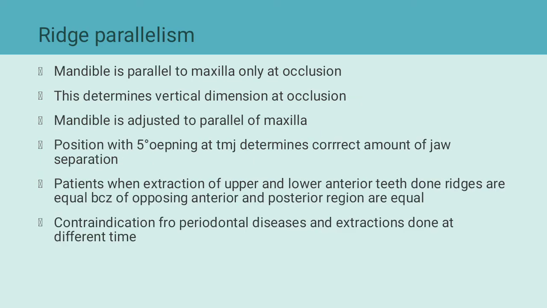Next one, parallelism of ridges. That is, the mandible is always parallel to the maxilla only at occlusion. It also determines the vertical dimension at occlusion. This is adjusted to the parallel of the maxilla. The position with 5 degree opening at the temporomandibular joint determines the correct amount of jaw separation. When a patient has upper and lower anterior teeth extracted, the ridges are always equal because the opposing anterior and posterior teeth are equal in the occlusion type. Contraindications are periodontal diseases and extraction of various teeth at different times.